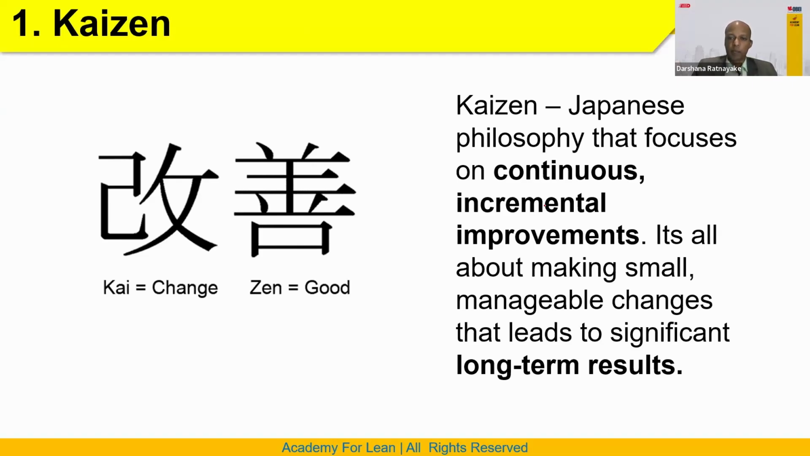These are the three really important words. It should be continuous and it should be incremental improvement. Continuous means it does not stop. Incremental means very small improvements. It's all about making small, manageable changes that lead to significant long-term results. Once we do Kaizen, it will slowly improve our organization, and finally we'll get long-term results. A very simple concept, but one of the most powerful concepts in lean.